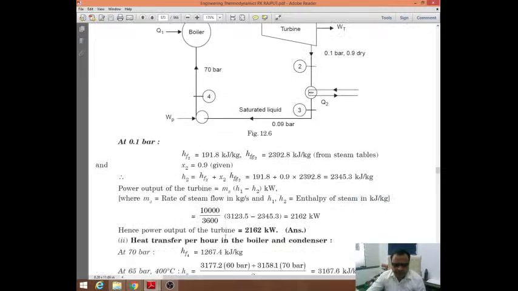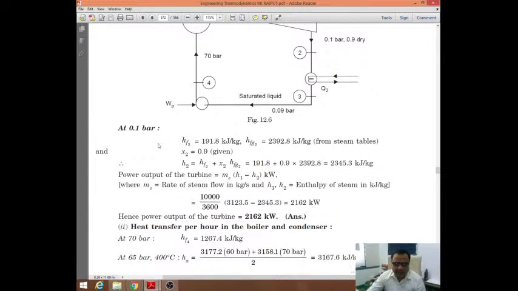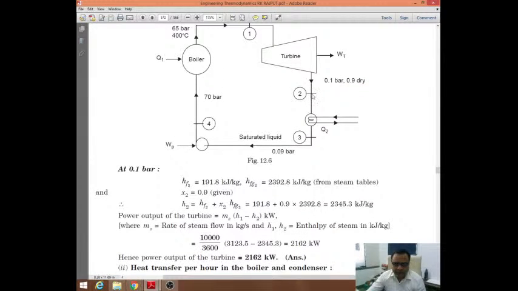Then h2 at 0.1 bar, that is after the exit from the turbine, the value of hf2 is 191, hfg2, that is latent heat of vaporization from the steam table, is 2392.8, and the dryness fraction is given as 0.2. So we can use this equation already familiar to you, hf plus x hfg, and we get the enthalpy of the steam leaving the turbine as 2345.3.